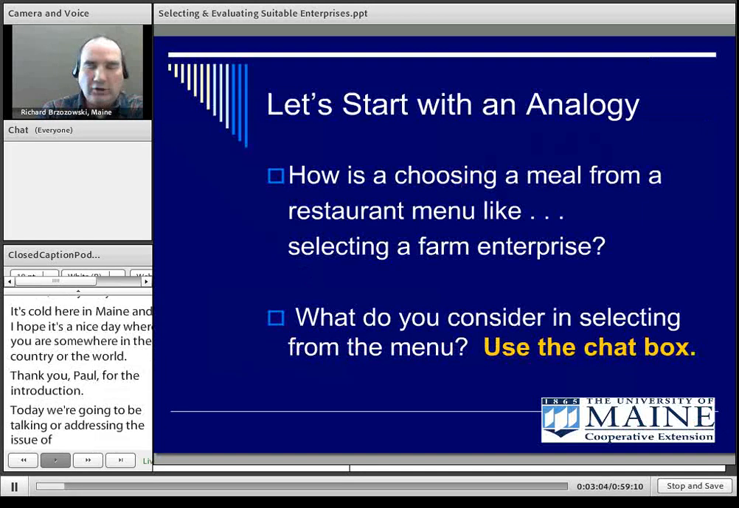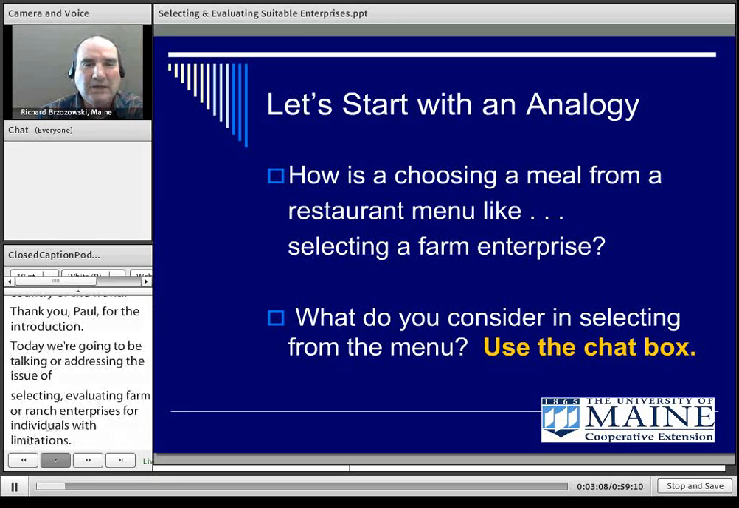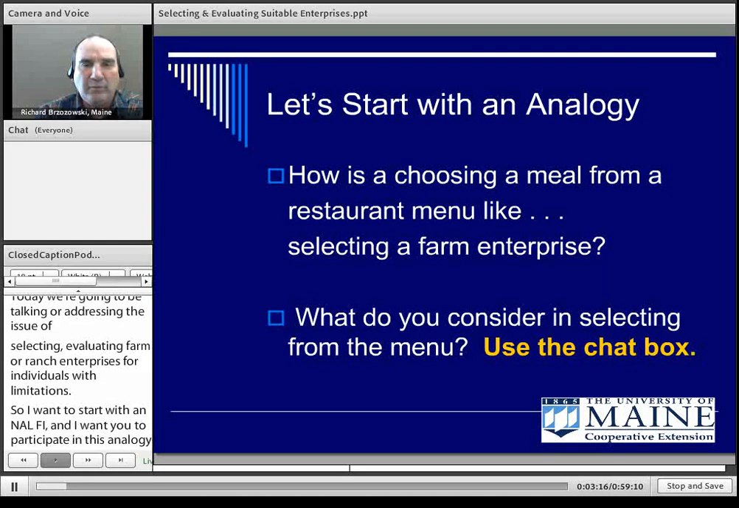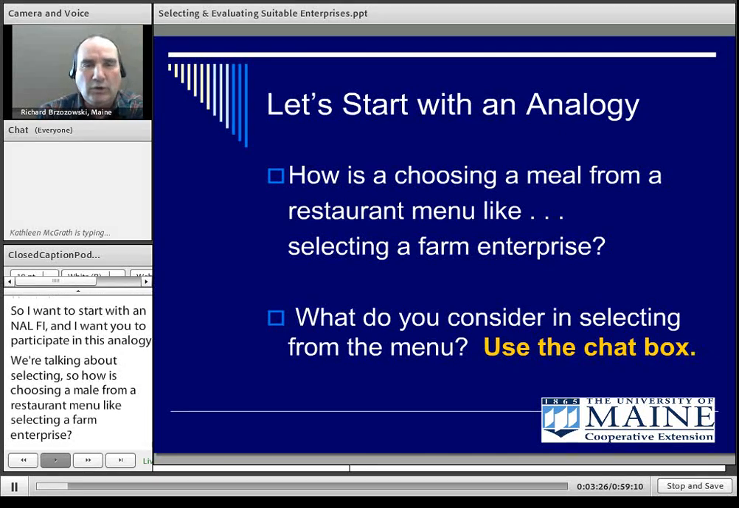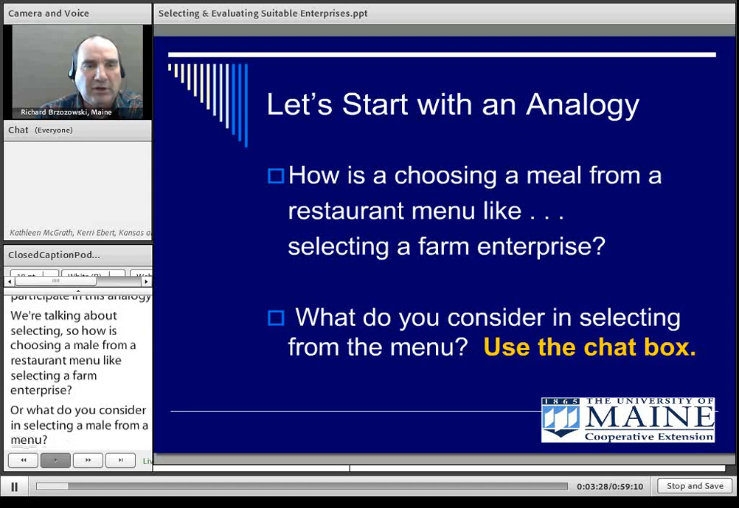So I want to start with an analogy, and I want you to participate in this analogy. We're talking about selecting. So how is choosing a meal from a restaurant menu like selecting a farm enterprise? Or what do you consider in selecting a meal from a menu? Why don't you use the chat box and see what people have to say. So go ahead and type in what drives you to choose something from a menu.